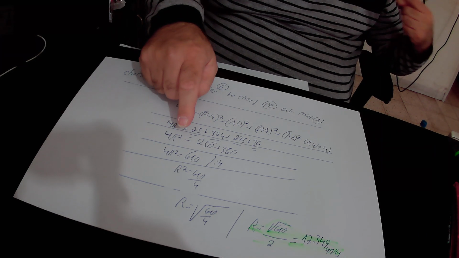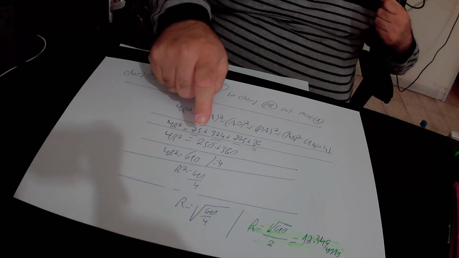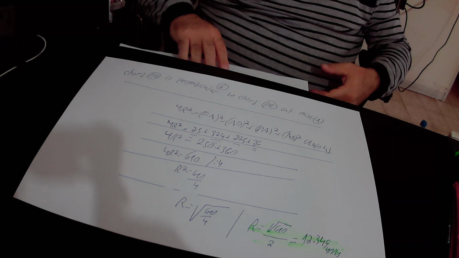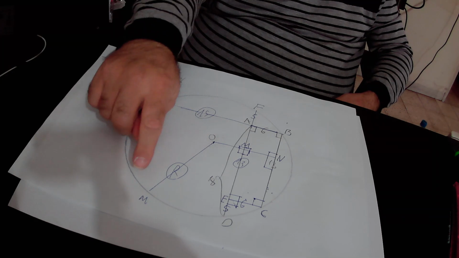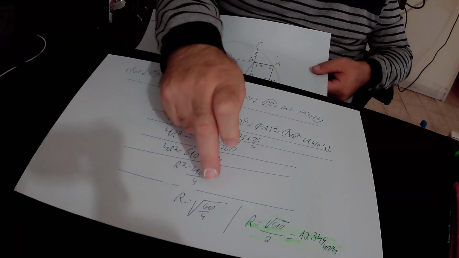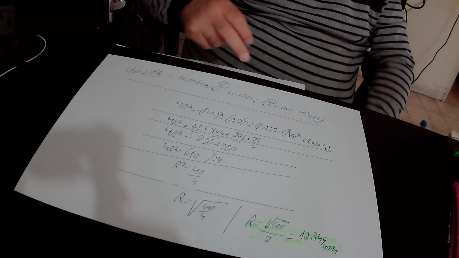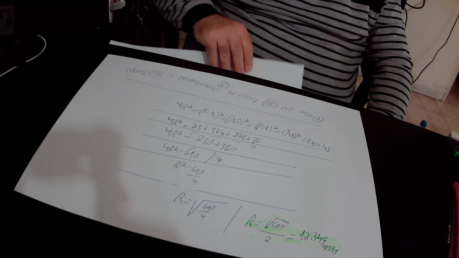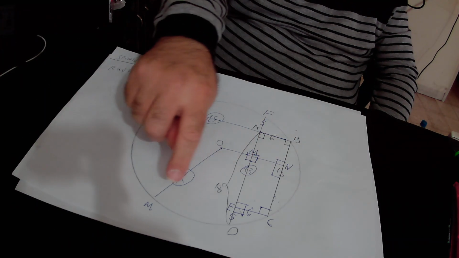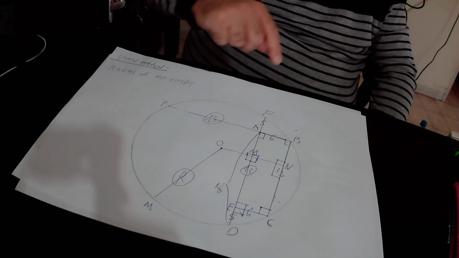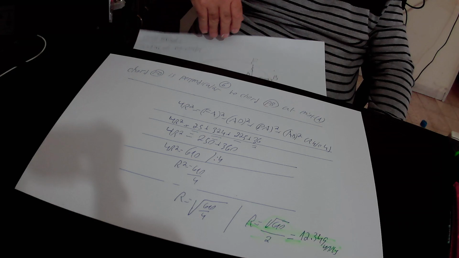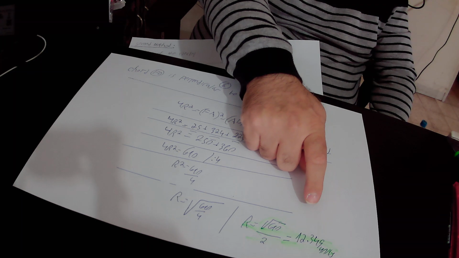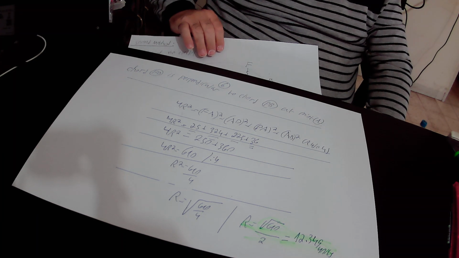Here we divided this equation by 4, and we found that R squared equals 610 over 4. Taking the root, the radius we are looking for equals the square root of 610 over the square root of 4, and the square root of 4 is 2. In conclusion, the radius of this circle, OM, equals the square root of 610 over 2 units, or in terms of numbers, 12.349 units. Okay, thank you very much.